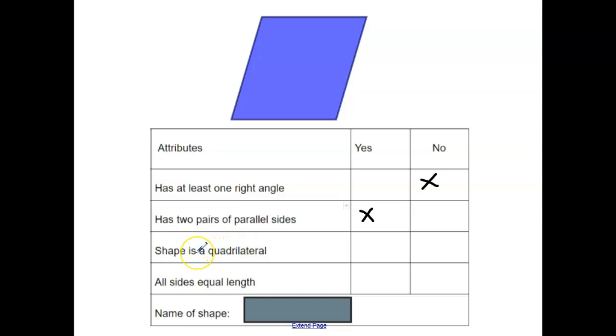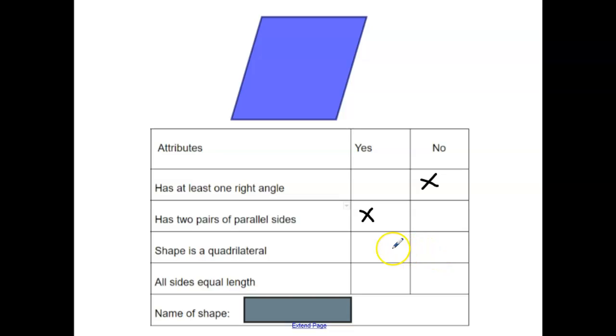Is this shape considered a quadrilateral? Pause the video and determine. You're exactly right. This shape is a quadrilateral because a quadrilateral is any shape with four sides. This polygon has 1, 2, 3, 4 sides. So it is classified as a quadrilateral.